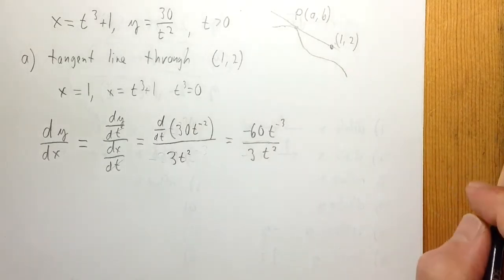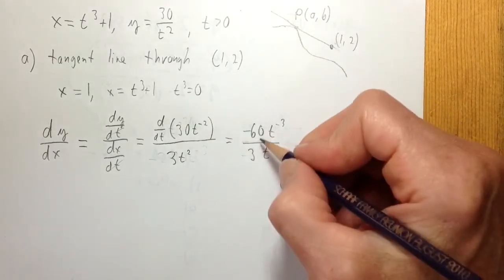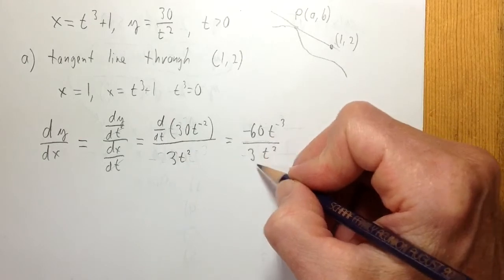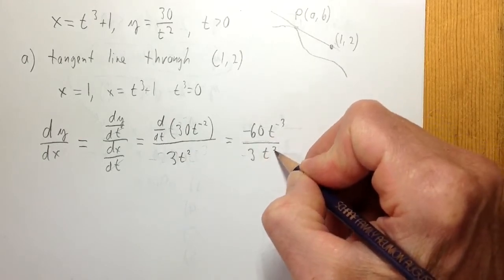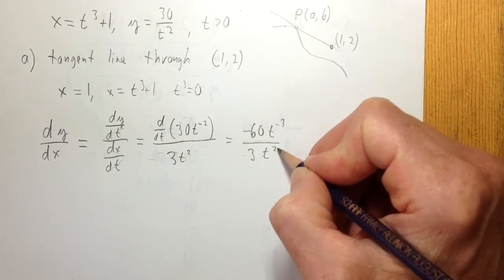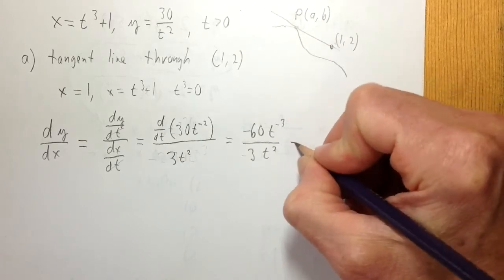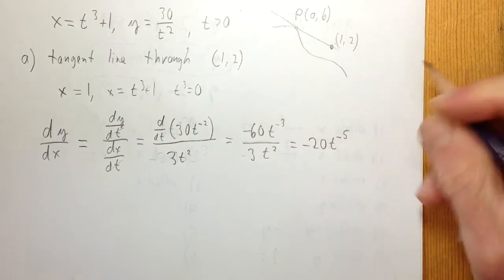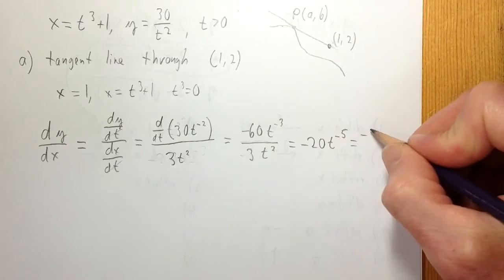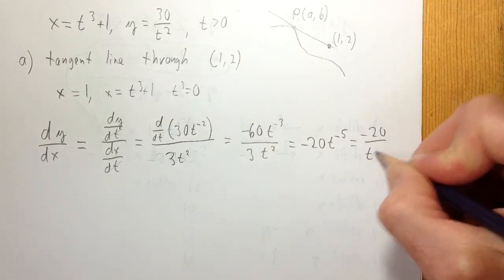Okay, that looks better. So negative 60 divided by 3 is negative 20. T to the negative 3 divided by t to the 2 is t to the negative 5, since negative 3 minus 2 is negative 5. So this is negative 20 times t to the negative 5. We could rewrite that as negative 20 over t to the 5th.